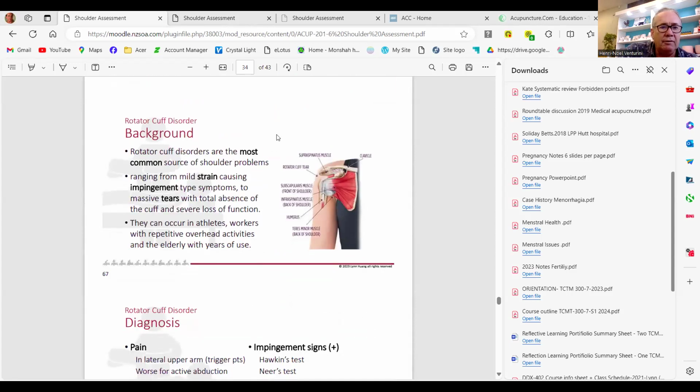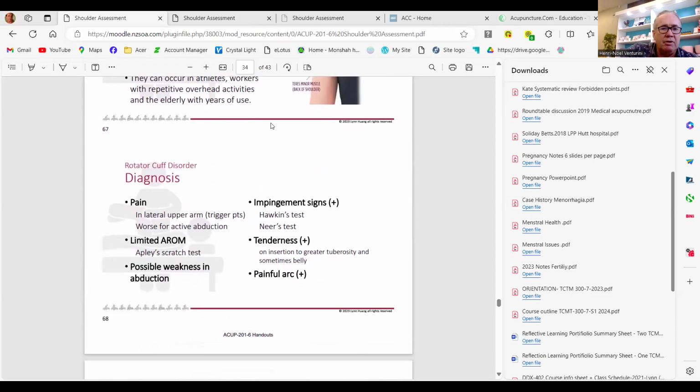This is a rotator cuff background. The most common source of shoulder problems. It comes from a mild strain causing impingement. The diagnosis: pain in the lateral arm, trigger points, worse for active adduction. Limited range of motion, Apley's crash test. Impingement signs, Hawkins test, Mears test. Tenderness, insertion of the greater tuberosity, painful arc.